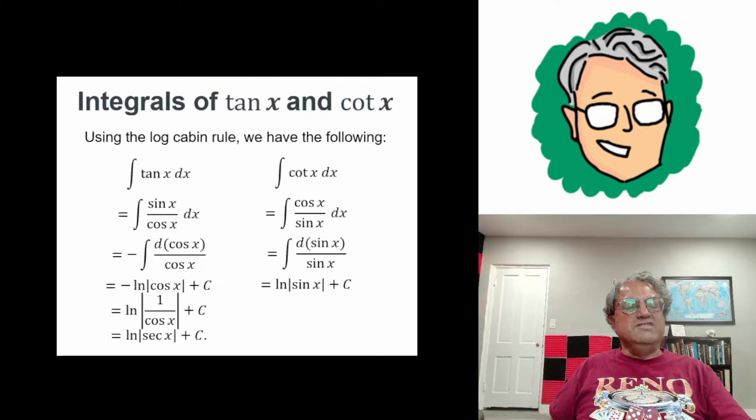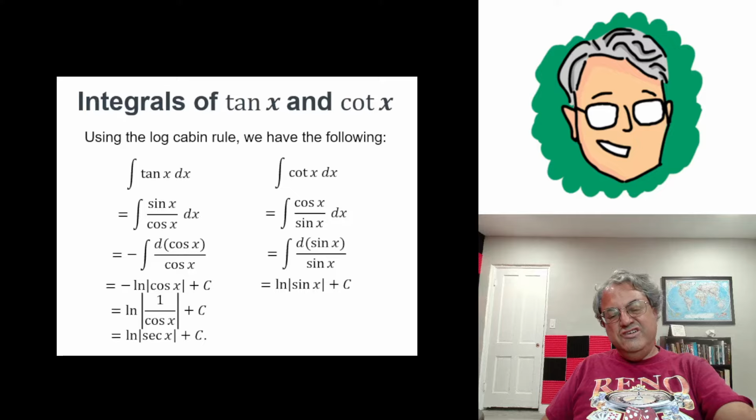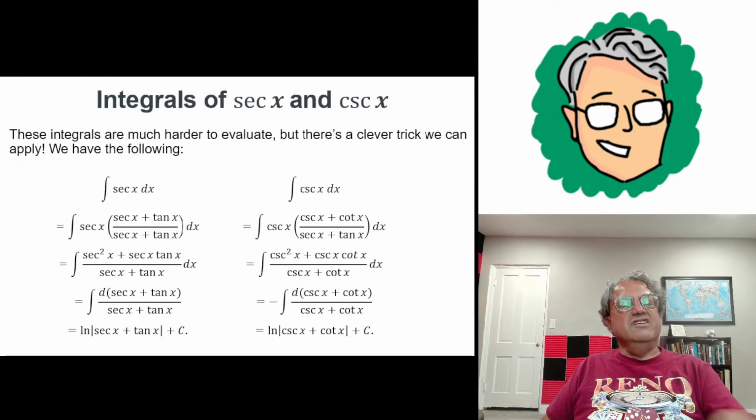If we let cabin be sine x here, we have d cabin over cabin, integral that, and that's just log of absolute value of cabin, which in this case is sine x, plus c. Voila. So those are pretty easy, just using the log cabin. But secant and cosecants are a lot trickier.